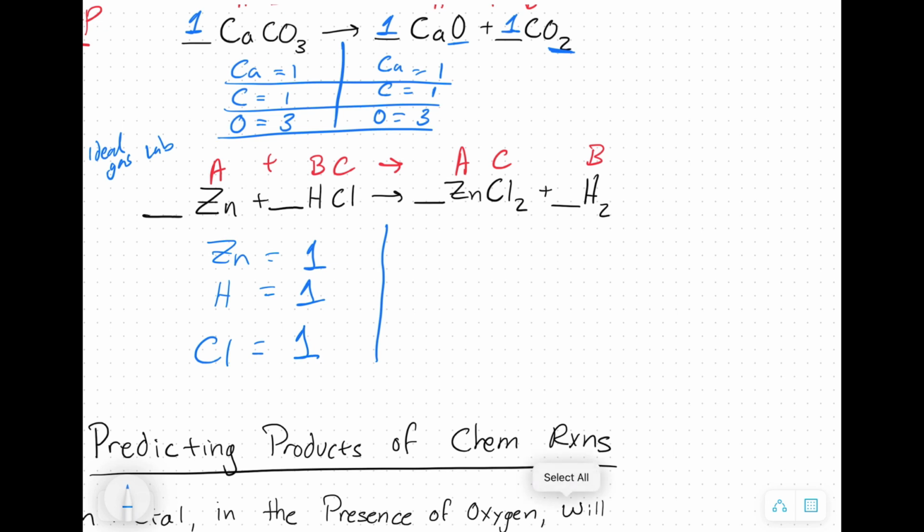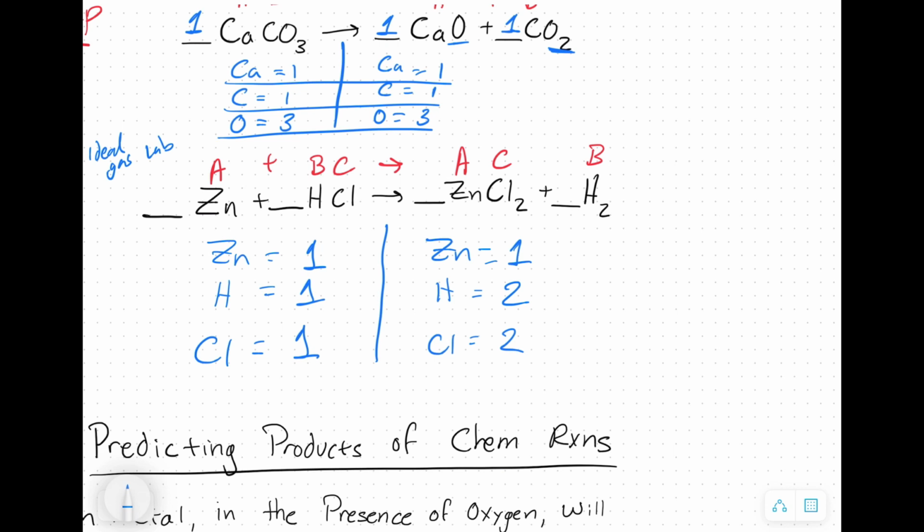Taking a look at my product side, we'll go through the same process. Zn, no number touching it, just 1. Cl has that little number 2 there, so that means I have 2 Cl's. This H has this little number 2 here. That's a subscript 2, which tells me I have 2 H's.